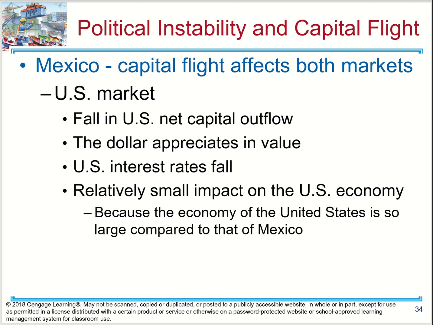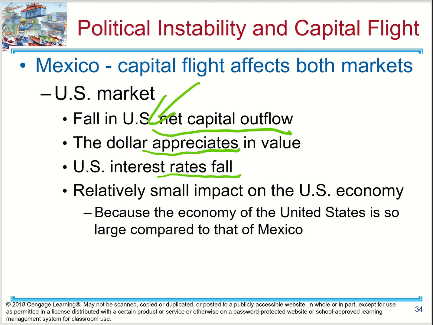Now, this might be a zero-sum game, right? So if the Mexican economy was getting bad, that means the U.S. economy must be getting pretty good. But that was not the case. So we saw some changes in the U.S. economy. There was a fall in the net capital outflow in America because there's so much money coming into America. So net capital outflow went down. So the dollar appreciated a little bit. So we had a slightly stronger U.S. dollar. And then this also caused our interest rate to go down.